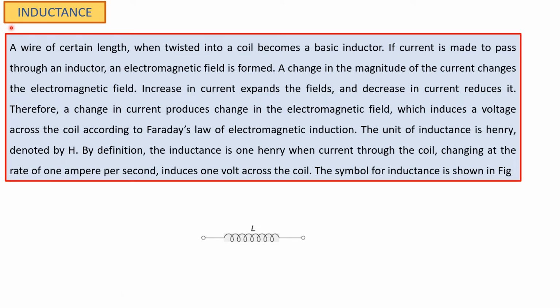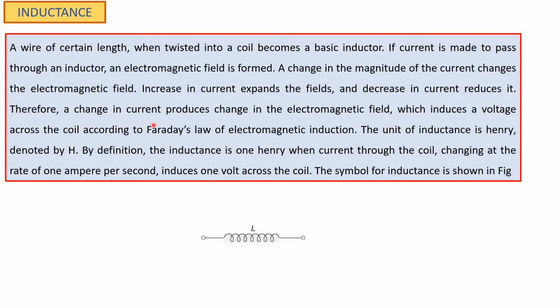In this video, we are going to discuss inductance and capacitance. A wire of certain length, when twisted into a coil, becomes a basic inductor. If current is made to pass through an inductor, an electromagnetic field is formed. A change in the magnitude of the current changes the electromagnetic field. An increase in current expands the field, whereas a decrease in current reduces it.